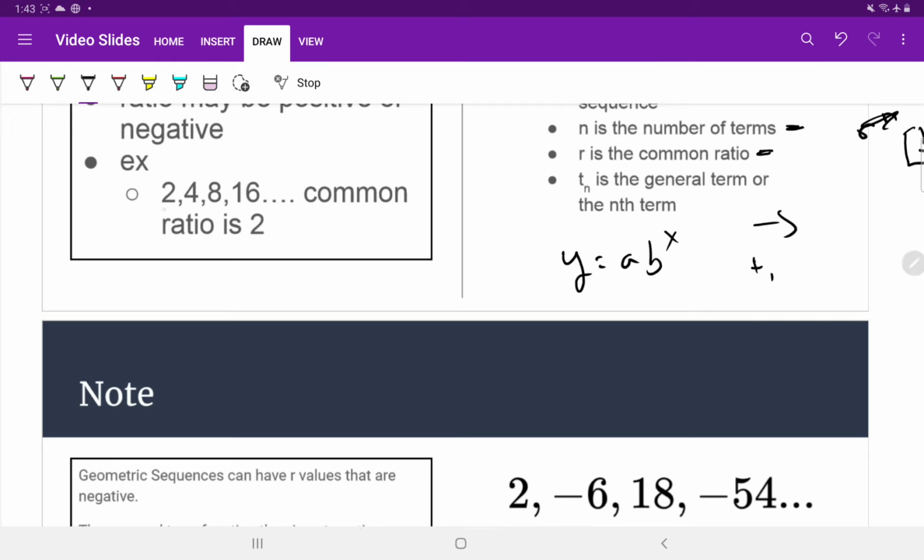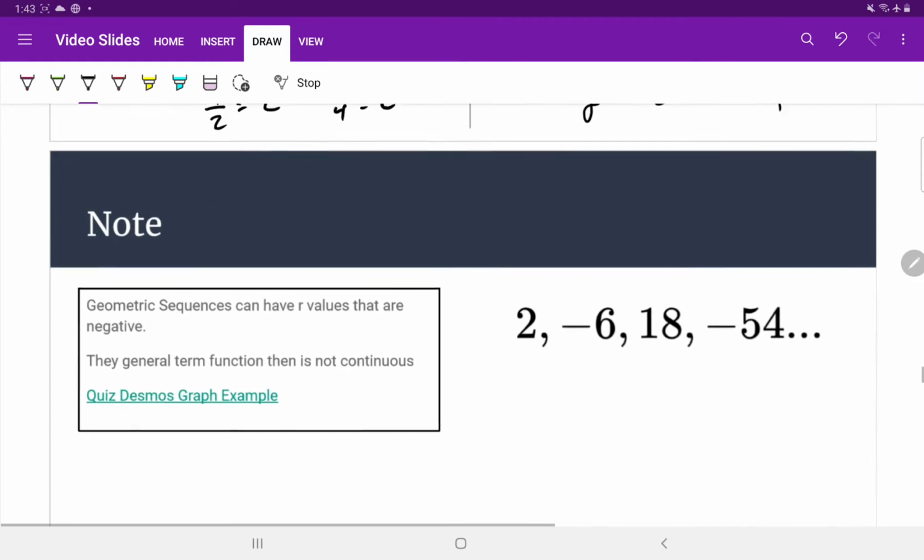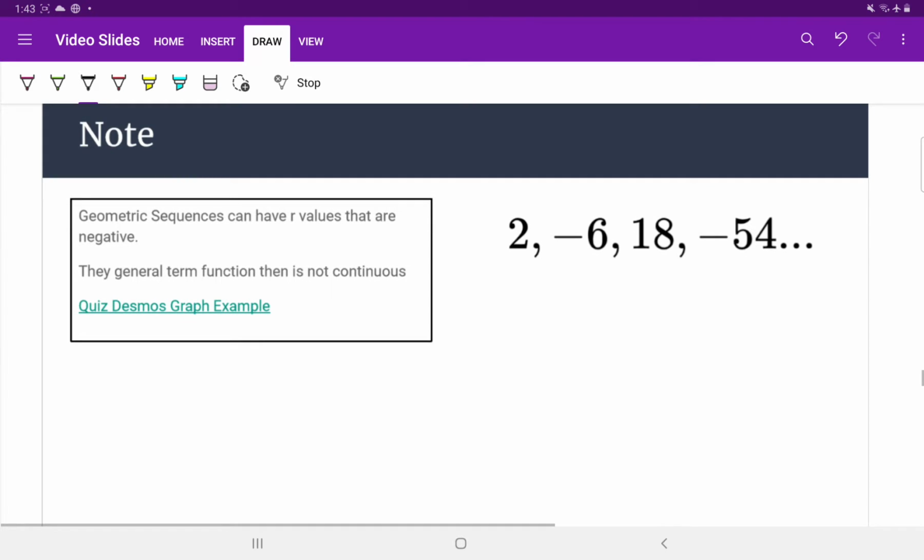Okay, and in this case right here, all we're doing is saying, hey, 4 divided by 2 is 2. 8 divided by 4 is 2. And in this case, that just means that our common ratio is 2. I'm going to be multiplying by 2 every single time I'm incrementing along that list. An important note to make here is that geometric sequences can have R values that are negative.